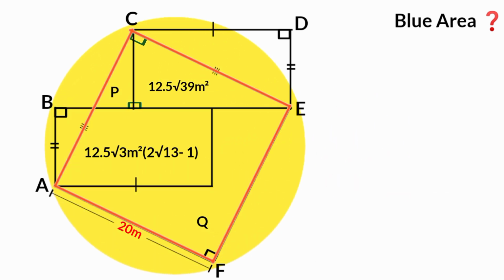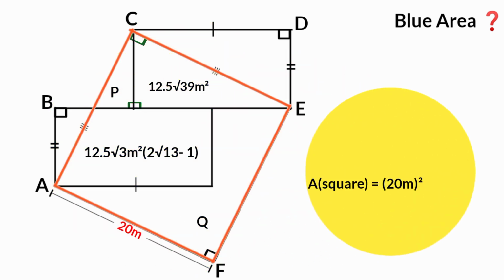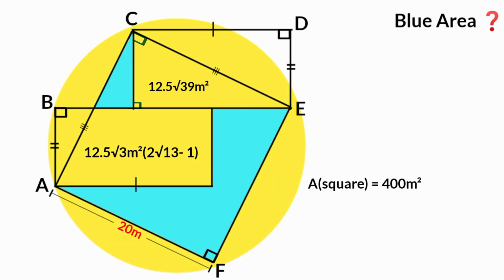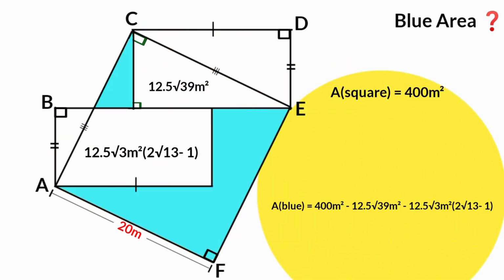The area of this whole square is the square of the length of one of its sides, which we have to be 20 meters. So area of square equal to 20 meters all squared. 20 meters all squared is 20 meters times 20 meters, which is 400 meters squared. Now from this area, if we subtract this and this, we're going to be left with the blue area. So blue area equal to 400 meters squared minus 12.5 root 39 meters squared minus 12.5 root 3 meters squared open bracket 2 root 13 minus 1.